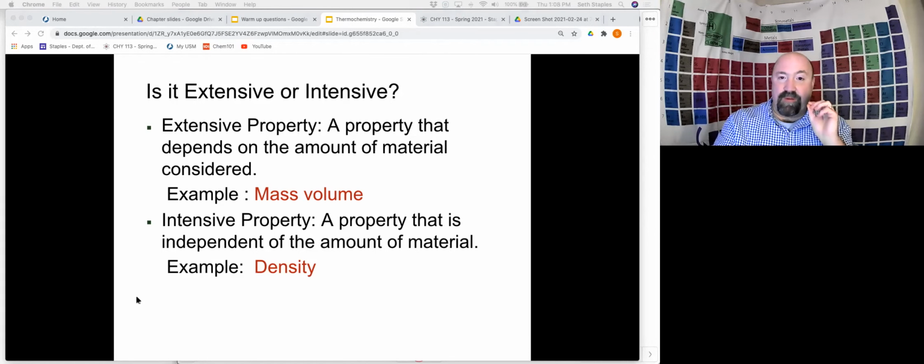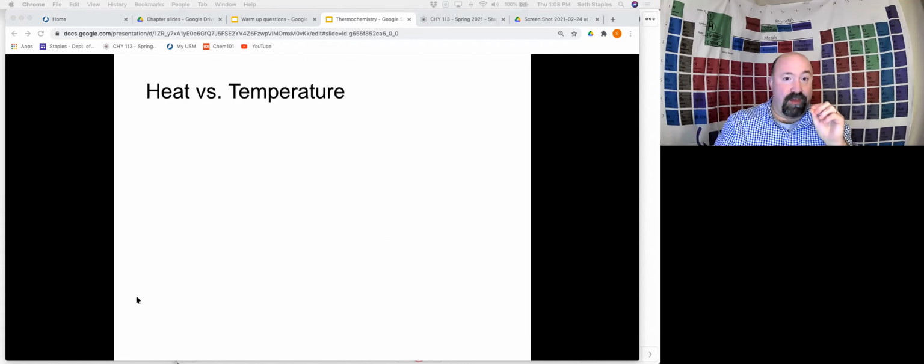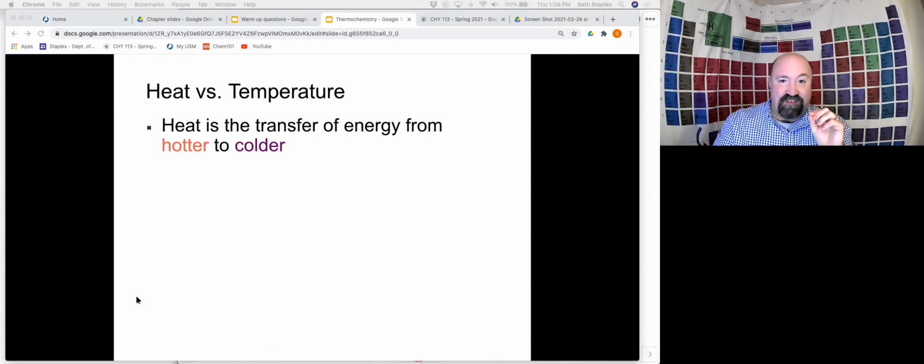And so when we think about heat and temperature, this is where we have to start to really differentiate between those two things. Heat is simply the transfer of energy from something hotter to something that is colder. And so it's just an energy transfer. That means it is an extensive property. The amount of heat that is transferred, the amount of heat that is required for something, will depend on how much of the substance is there.